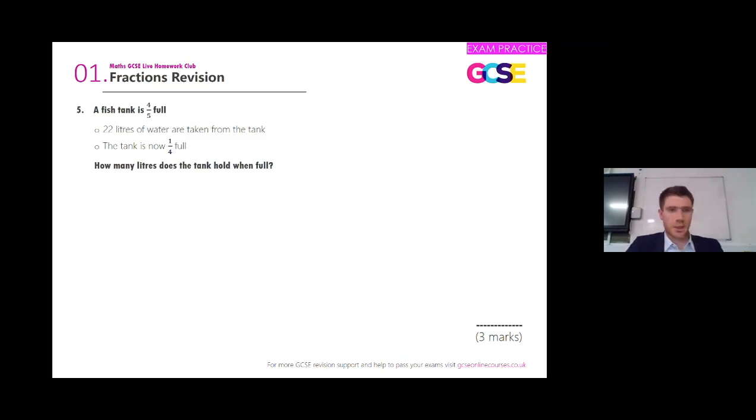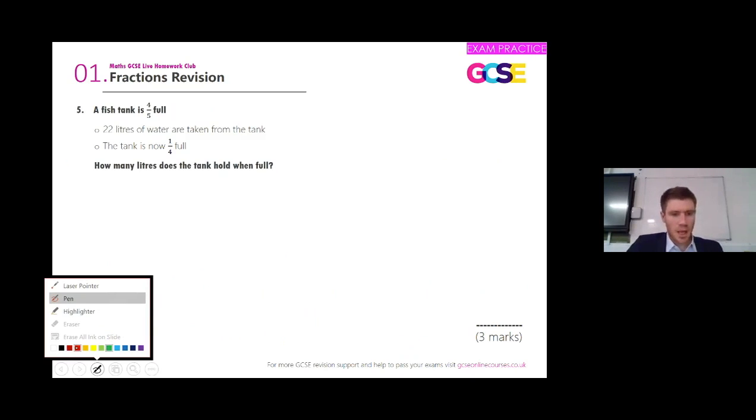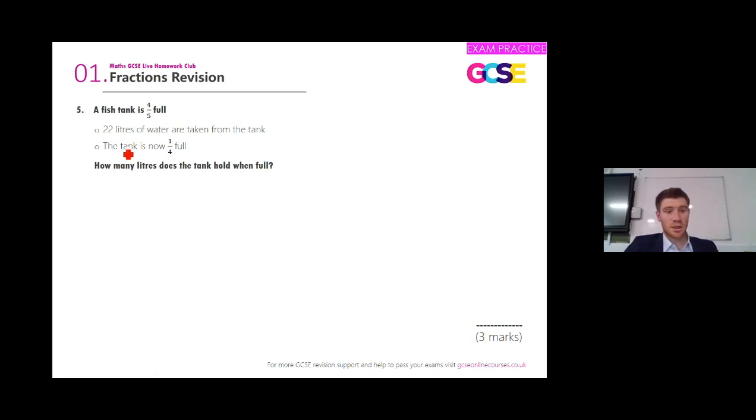Okay, right, I need to get a wiggle on, so let's make sure we're doing this. This one is the question that wouldn't work very well for a bar model. A fish tank is 4/5 full. 22 litres are taken from the tank. The tank is now 1/4 full. How many litres does the tank hold when full? We're going to do a subtraction here. We're taking away 22 litres.